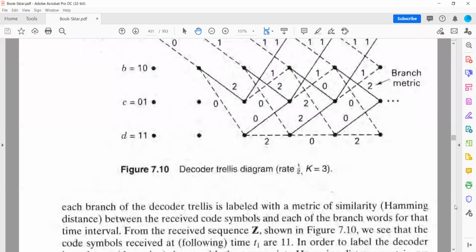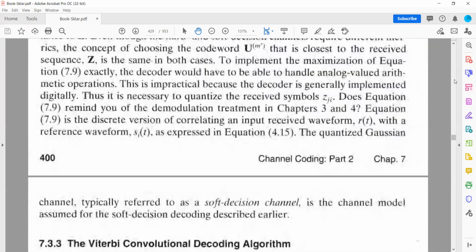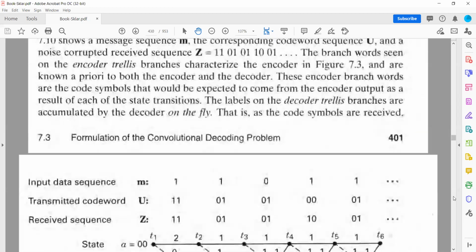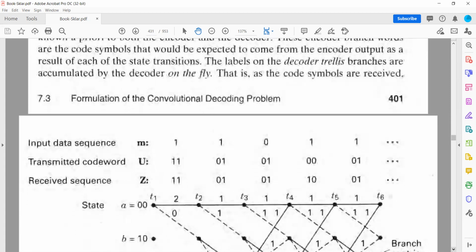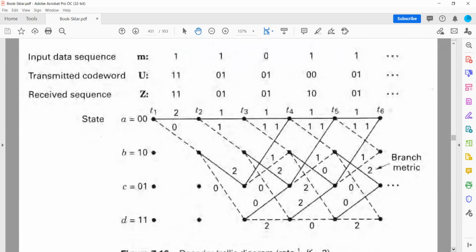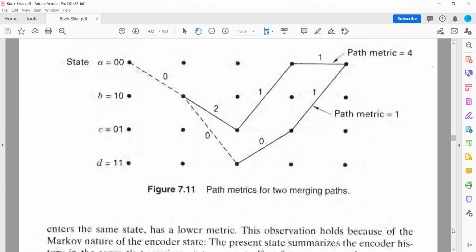So let me show you the decoder trellis. So this is the trellis, right? The receiver trellis, and these are the branch metrics. Now, how to do the rejections, we will see.